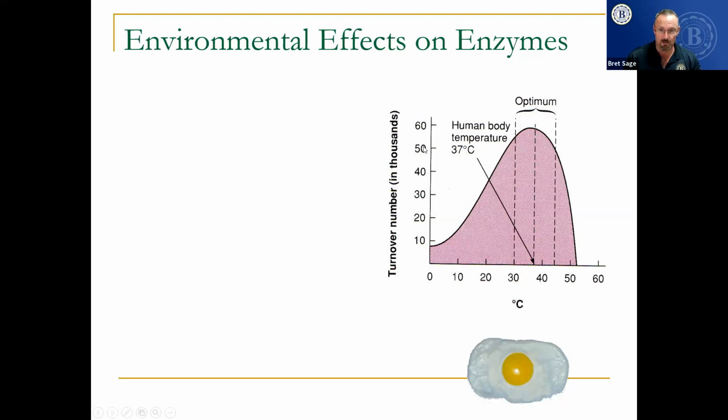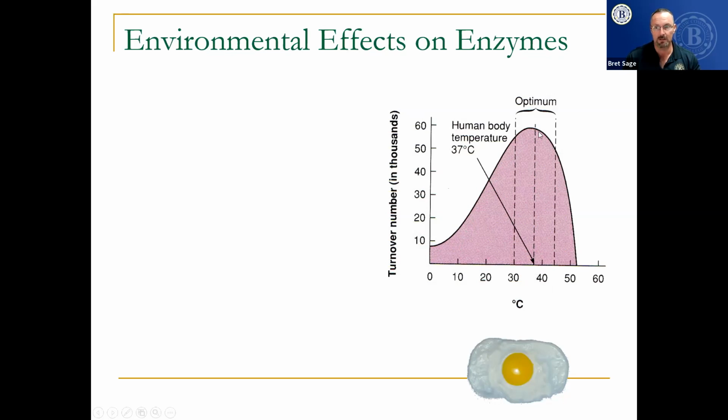Now on this scale, the up and down or y-axis, it shows you how fast the enzyme is working. So as we go from left to right, what we see is the speed is increasing and increasing up to a maximum. So this is how fast it's moving. It likes to move at about 60,000, and that's at body temperature.